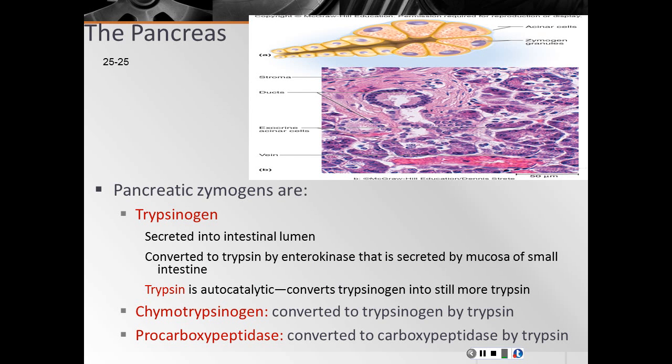Now, when secreted into the intestinal lumen, the trypsinogen is converted to trypsin by this particular enzyme called enterokinase, which is secreted by the intestinal mucosa. Now, the trypsin is autocatalytic, and it converts trypsinogen into more trypsin. And the trypsin also converts the two other zymogens into chymotrypsin and carboxypeptidase.